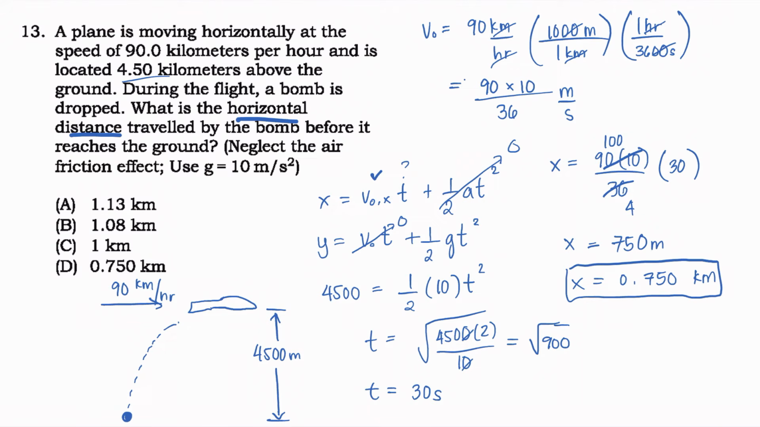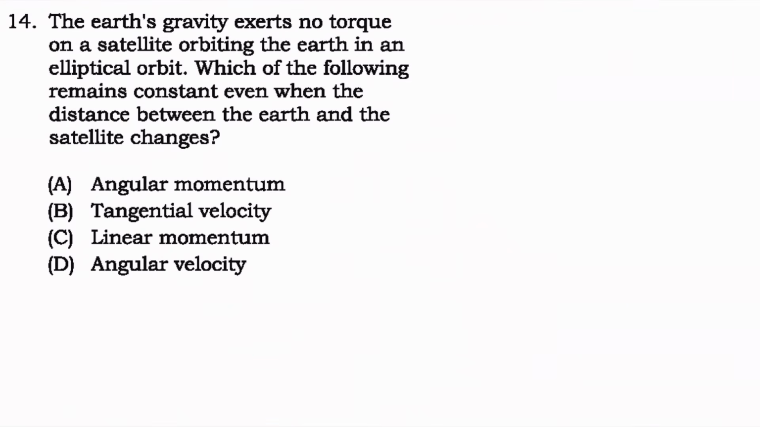So, ito yung final answer. Letter D. Number 14, the Earth's gravity exerts no torque on a satellite orbiting the Earth in an elliptical orbit. Which of the following remains constant even when the distance between the Earth and the satellite changes? So, the answer for this one is angular momentum.